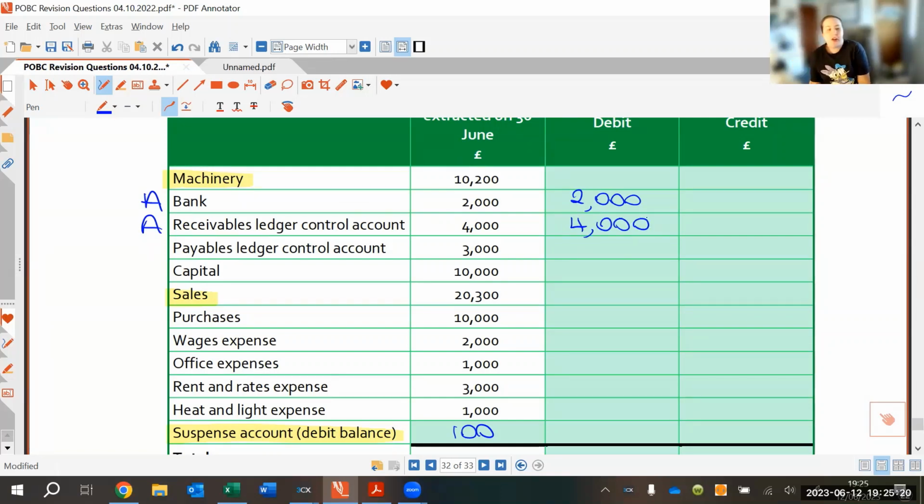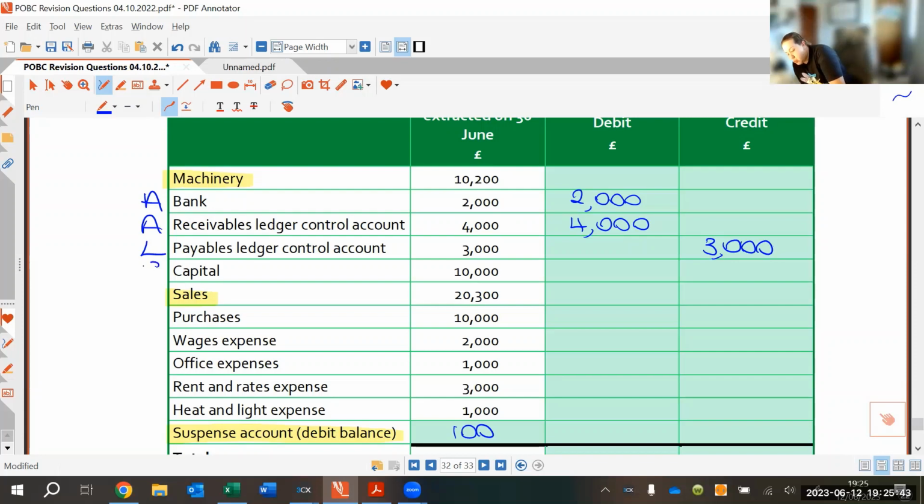What about our payables ledger control account? How does that differ from the receivables? Yeah, it's money that we owe to our suppliers. So it's a liability, and we know that liability accounts will have credit balances. So there's £3,000 going on our credit side.